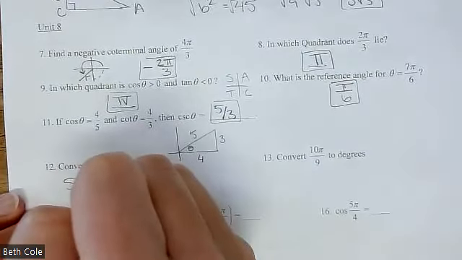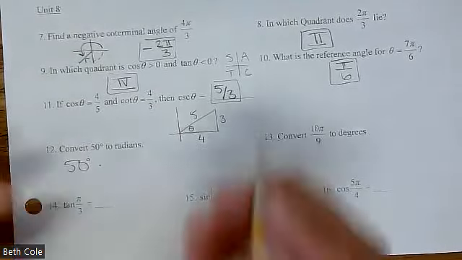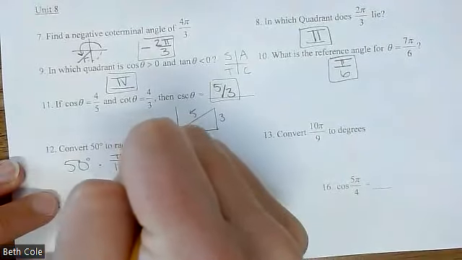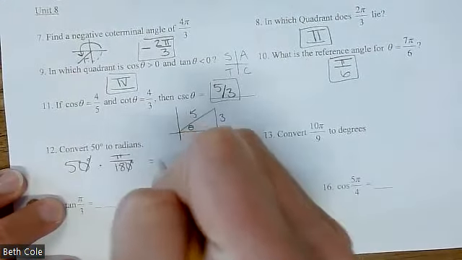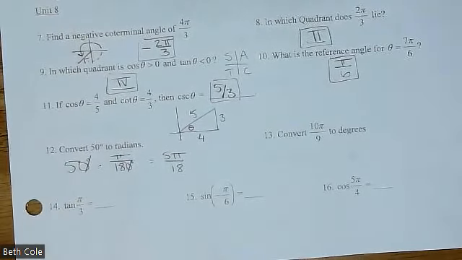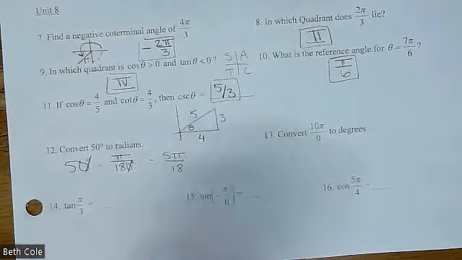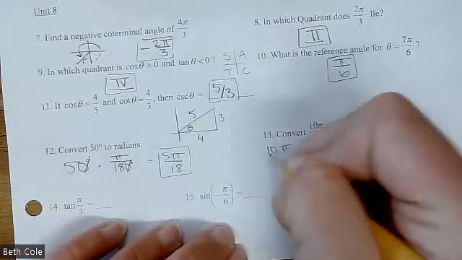50 degrees. What do you multiply by to turn it into radians? Pi over 180. Very good. So the zeros cancel and you get 5 pi over 18. Does that reduce? Just if it reduces, you have to do that. No, that doesn't. So we're done. All right. 10 pi over 9.